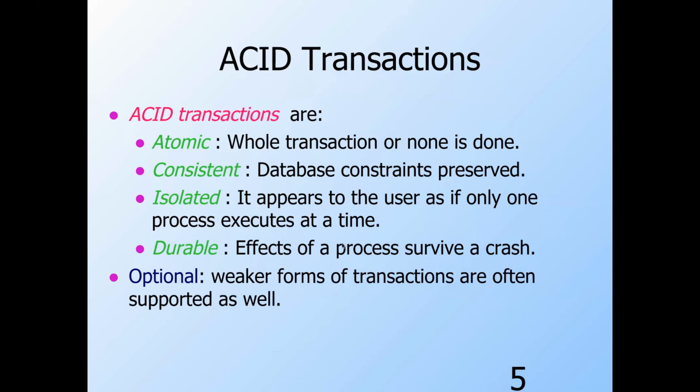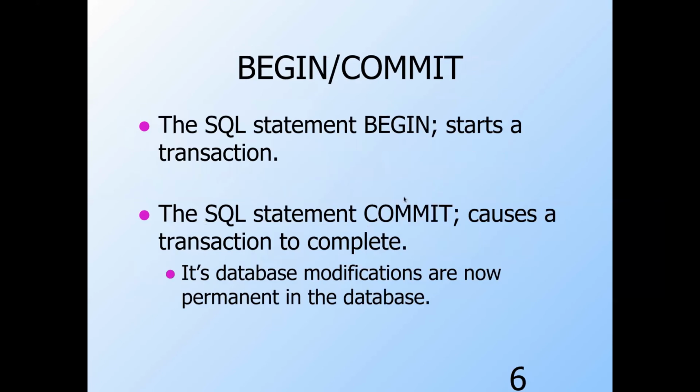So weaker forms are going to be the isolation. We'll see how that goes. So let's talk a little bit practically. How do you actually get transactions to work? Like how do you actually do them?